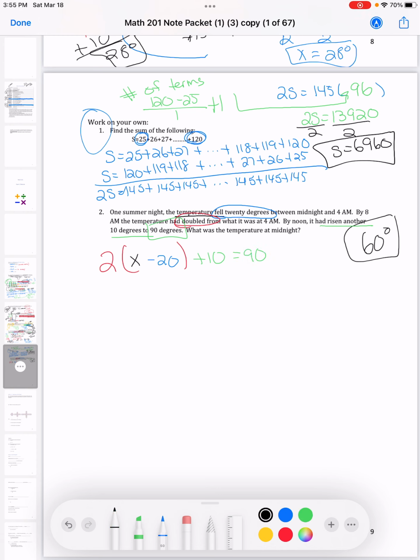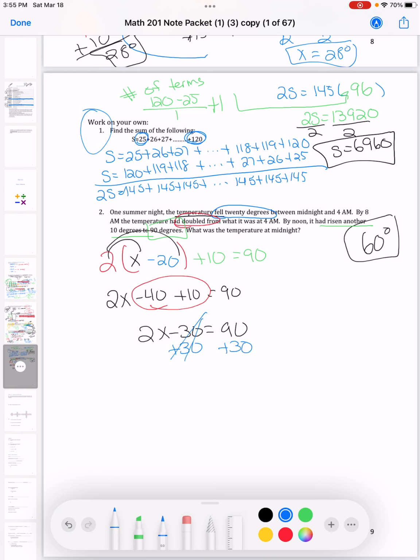A little bit of algebra skills. I'm going to distribute the 2, again, just to those first 2 terms, not to the 10 because it's not in the parentheses. Like terms are on the same side, so you keep them the same. The 30 and the 90 are on opposite sides, so I do the opposite of negative 30, to get 60 degrees.